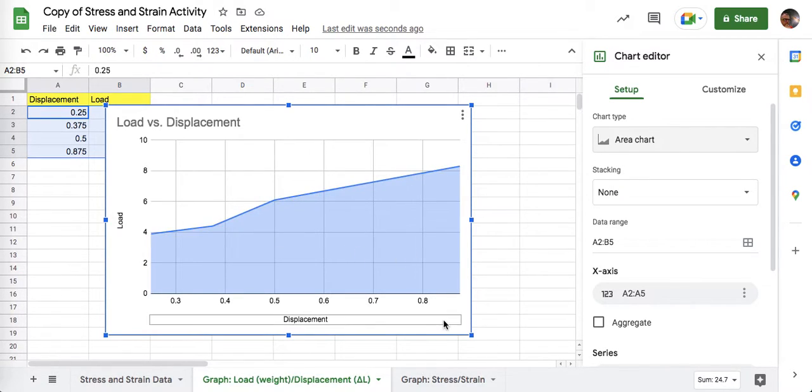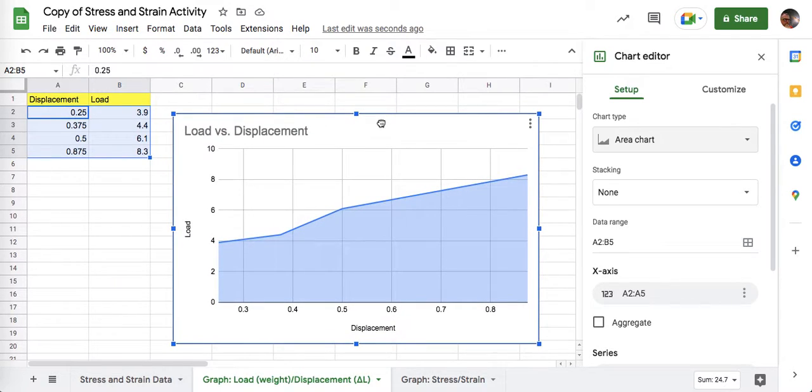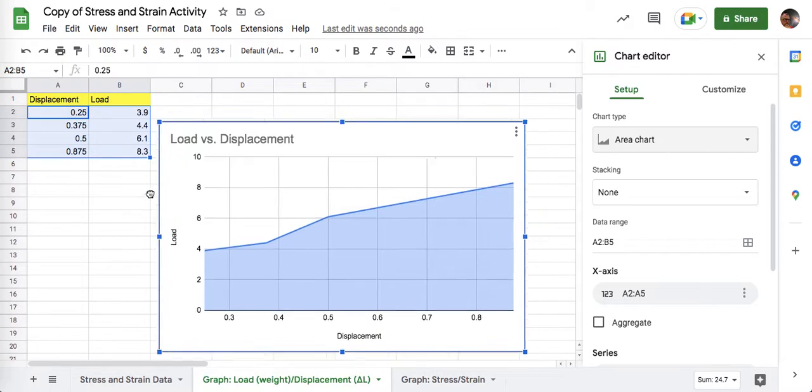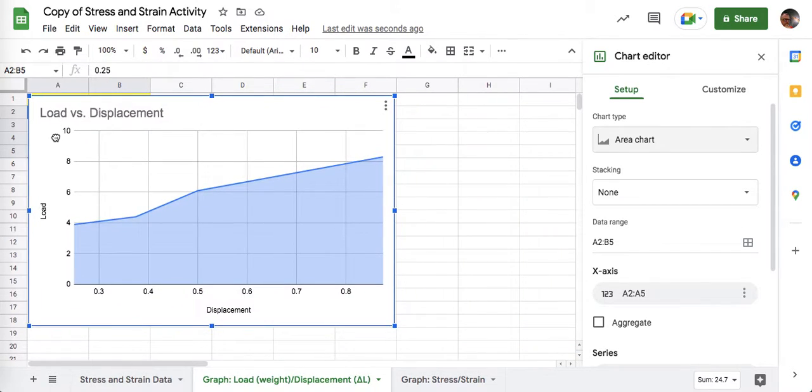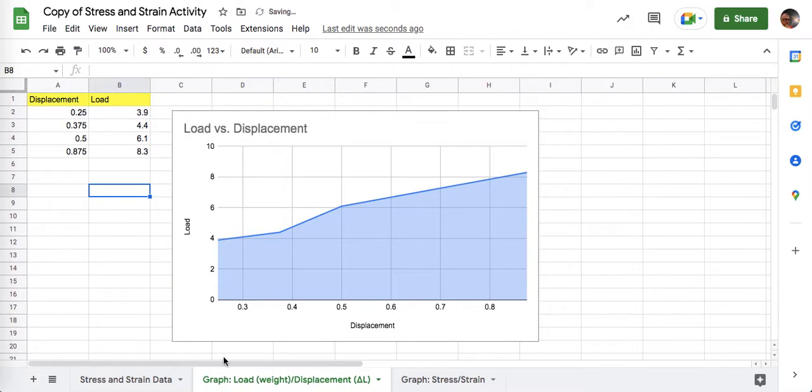I look forward to seeing yours because any one trial like this one could have a mistake for sure, so I look forward to seeing yours for sure. Make sure you move this off of your data. Don't have it over your data. I want to see the data, and I want to see the graph next to it. Let's go to the next one.